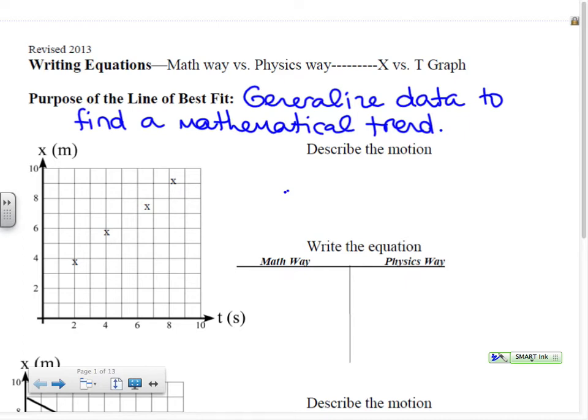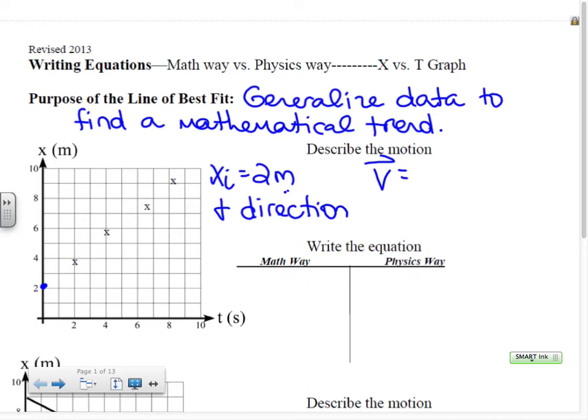Now, if I take a look at the data that's been given here with the x's as our points, and we're going to describe the motion on the graph, you can tell that the object is starting at 2 meters. I can tell that simply by going back and looking at where that line of best fit would go. The second thing I know is that it goes in a positive direction, because there's a positive slope. And then lastly, I want to find the velocity of the object. In order to determine that, I first have to draw my line of best fit in.